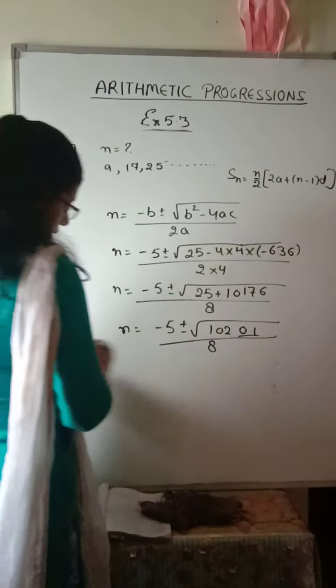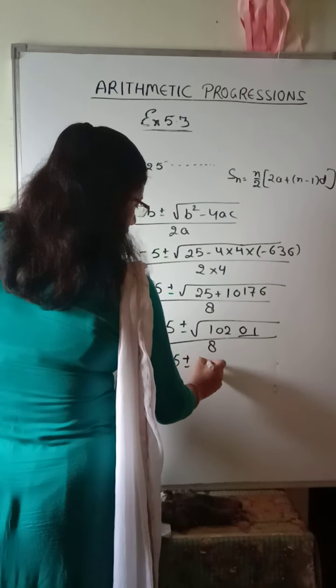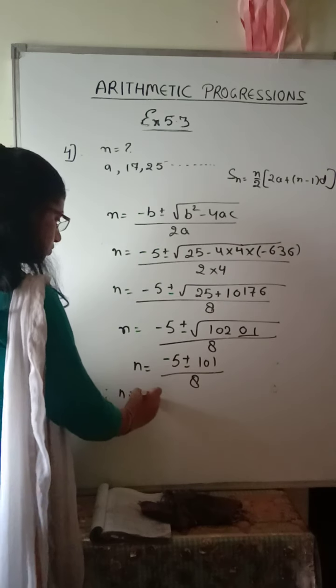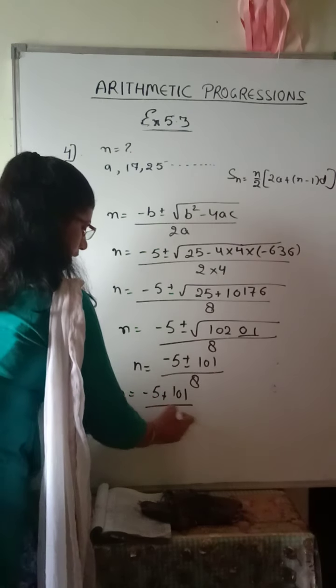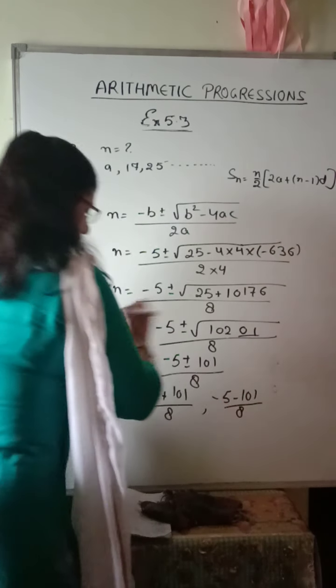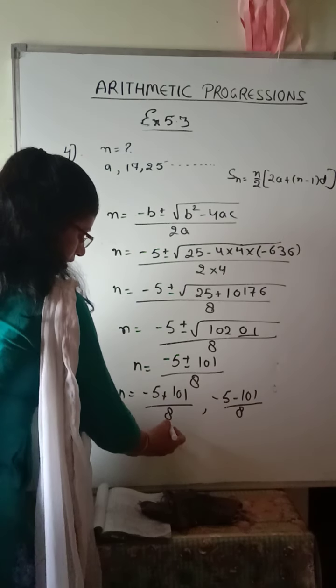So n equals -5 plus minus 101 divided by 8. So therefore n equals (-5 plus 101) divided by 8, plus sign, and comma, (-5 minus 101) divided by 8. So from here, 101 minus 5 करो, इसमें से कितना बचा?